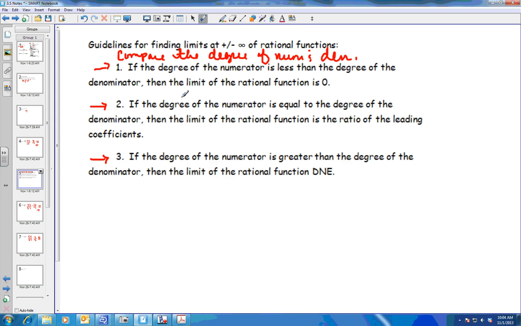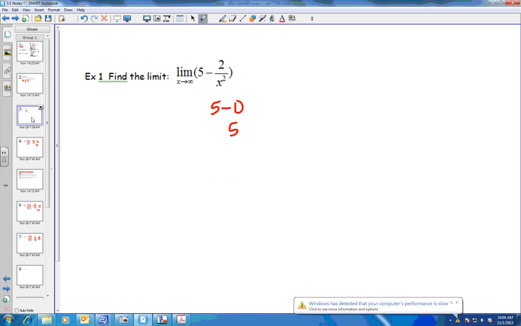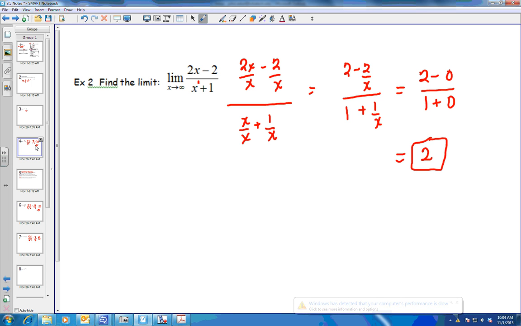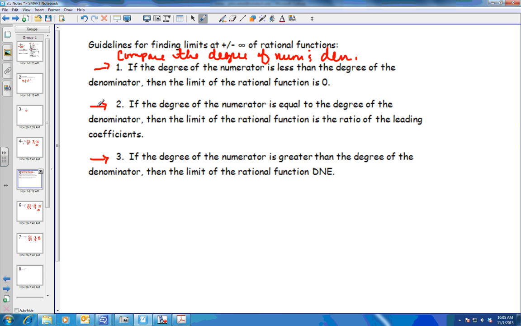Step 2 says if the degree of the numerator is equal to the degree of the denominator, then the limit of the rational function is the ratio of the leading coefficients. I'm going to show you what that looks like. And number 3 says if the degree of the numerator is greater than the degree of the denominator, then the limit of the rational function does not exist. All right, so here's what that looks like. Let's start with this one. Let's find the degree of my top and the bottom. Well, the degree of the top is 1. The degree of the bottom is 1. I'm looking at the highest exponent for each. So my degrees are 1 and 1. So look at your notes. This would follow rule number 2.